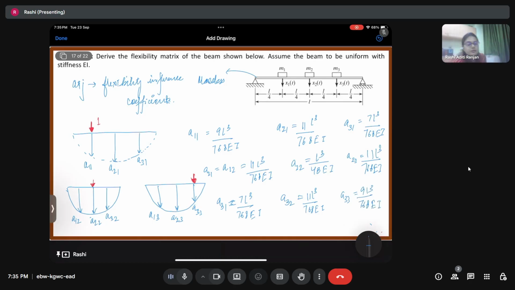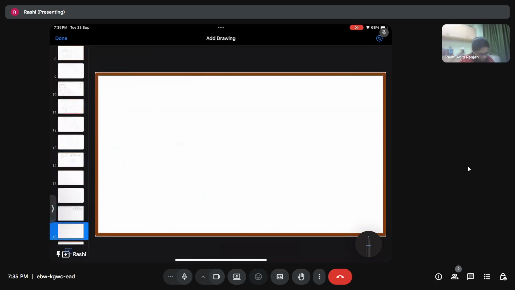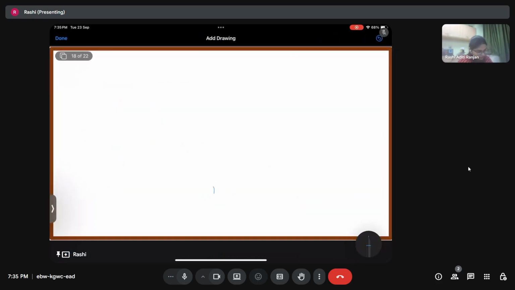By using these, we can simply write A as nothing but L cubed by 768 EI into 9, 11, 7, 11, 16, 11, 7, 11, 9. This is going to be the flexibility influence coefficient matrix.